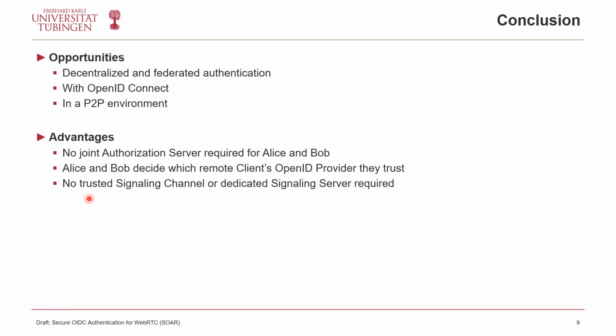Also, we do not need any dedicated signaling server for our peer-to-peer application. And we also do not need any trusted signaling channel to exchange the session descriptions over that. So we could also use existing signaling or messaging systems like WhatsApp, Telegram, or stuff like that. And we can simply transfer our session descriptions via existing software applications.